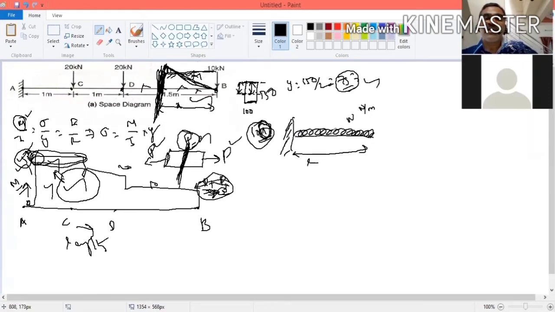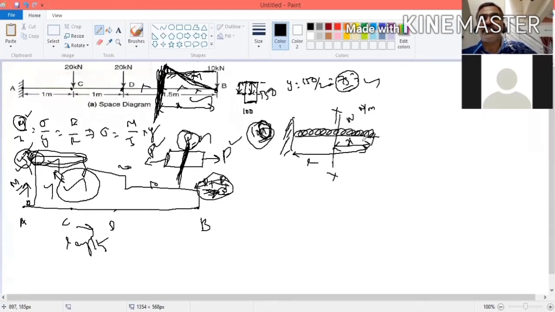So for this, I want to calculate shear force and bending moment at this axis. I am taking this distance as x. If you take this as x, then what is the shear force?